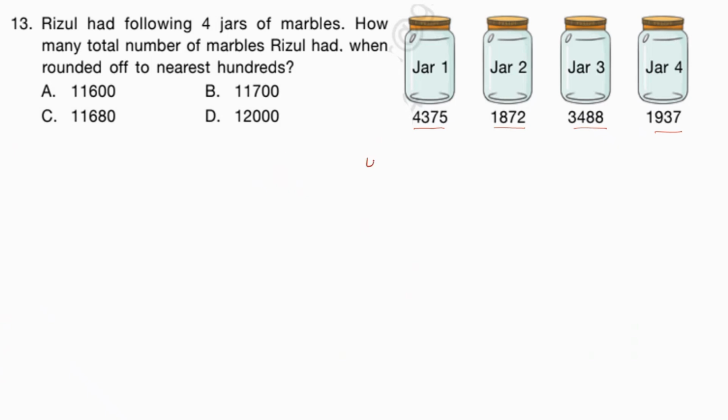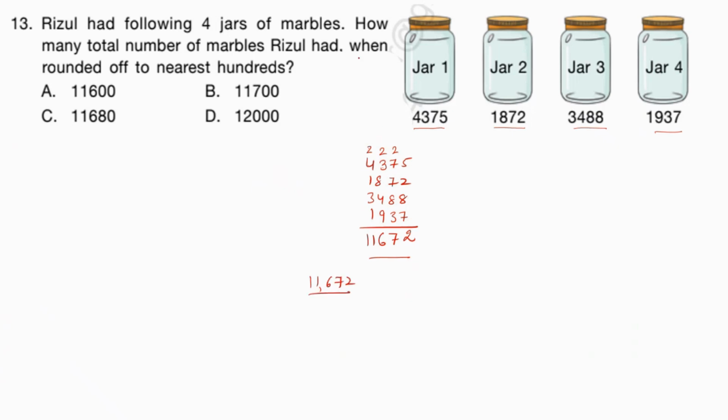Total number of marbles will be 4375, 1872, 3488, and 1937. Okay. 5 and 7, 12, 20, 7 and 8, 15, 15 and 7, 22. 2 will be carried forward. 2, 7, 9, 9, 7, 16, 16, 8, 24, 24 and 3, 27. 2, 2, 3, 5, 5, 8, 13. 13 and 4 is 17, 17 and 9 is 26. 2, 2, 4, 6, 1, 7, 3, 10 and 1, 11. That will be 11,672, the total number of marbles.